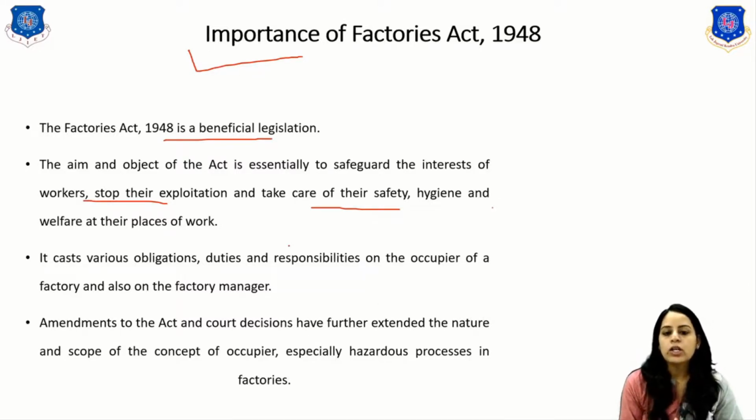Okay, so this is all about the Environmental Protection Act and Rules and the Factories Act 1948.